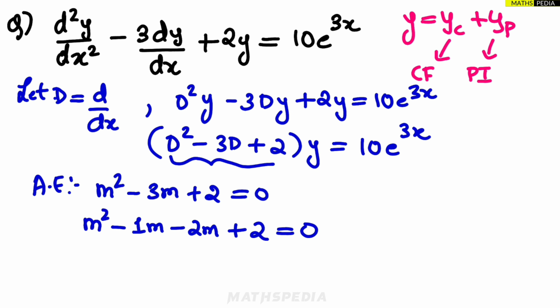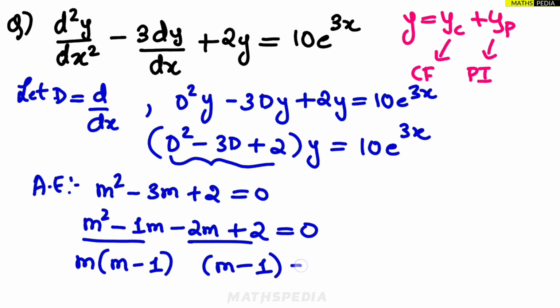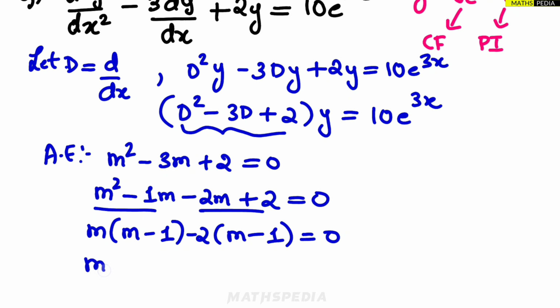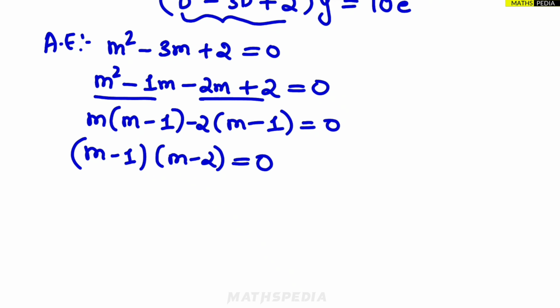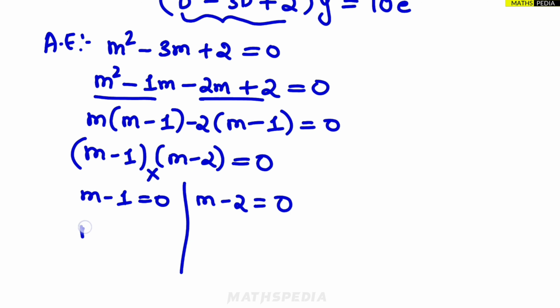So everything is satisfied. So here we can do grouping. Take common m into m minus 1. Here also the common factor should be m minus 1. Outside, minus 2 will come. So take m minus 1 common here. What is left out? m minus 2 is left out, equal to 0. From this, it is a multiplication of factors. I can write m minus 1 is equal to 0 as well as m minus 2 is equal to 0. From this, the m value will be plus 1, and here the m value will be plus 2.